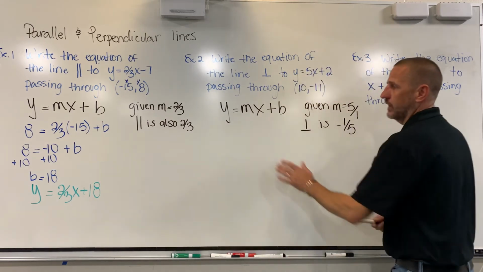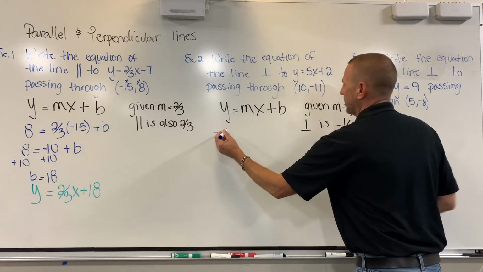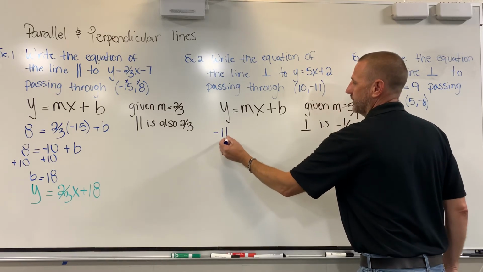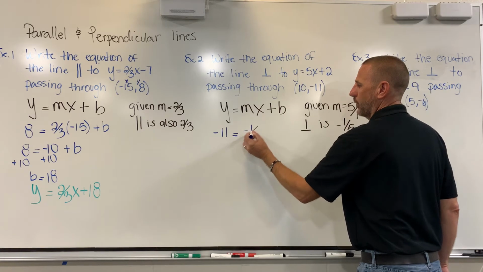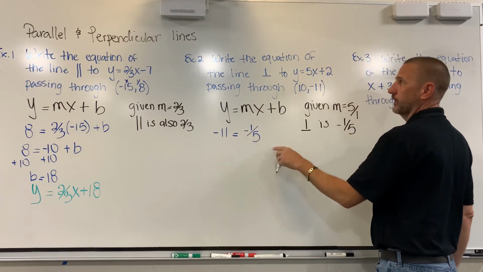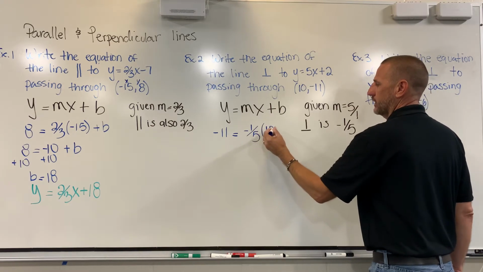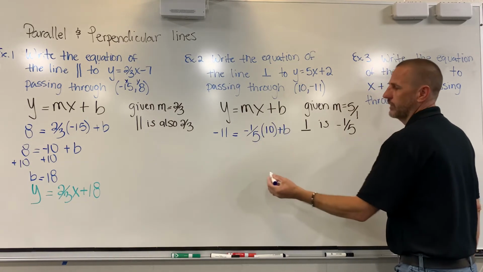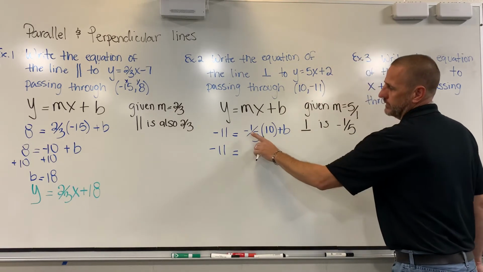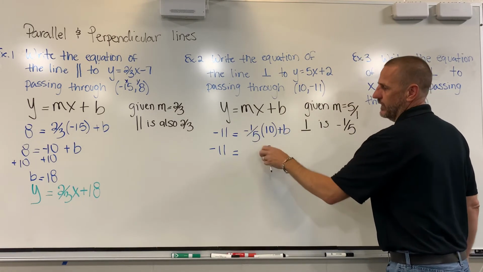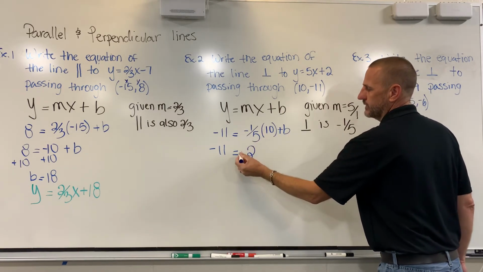So let's go ahead and get started. We have y equals mx plus b. We know that the y value in this case, they told us they want us to use negative 11. For our slope, we're going to use negative 1/5 because we want perpendicular. We don't want it to be the same. For x, we have 10, plus b. All right, so bringing that down, negative 11. One times 10 is 10. 10 divided by 5 is 2. And like I said last time, a negative times a positive is a negative.